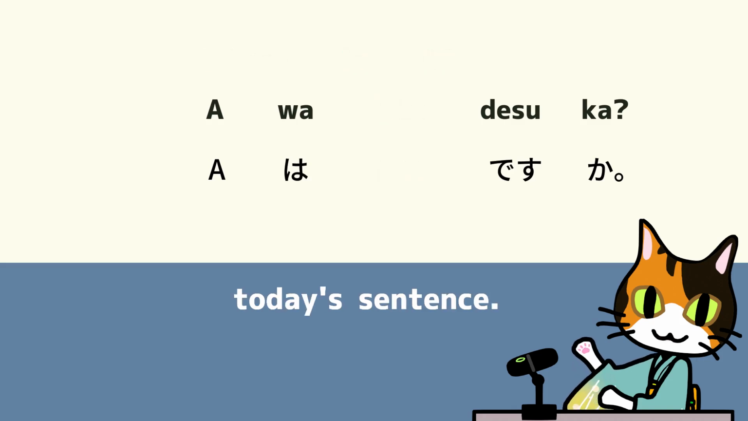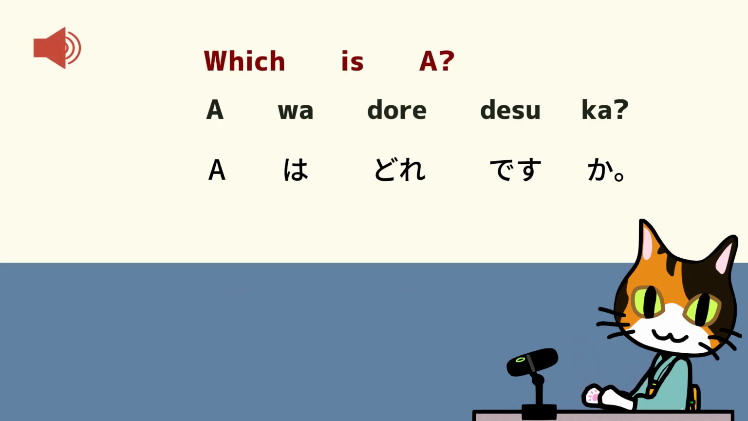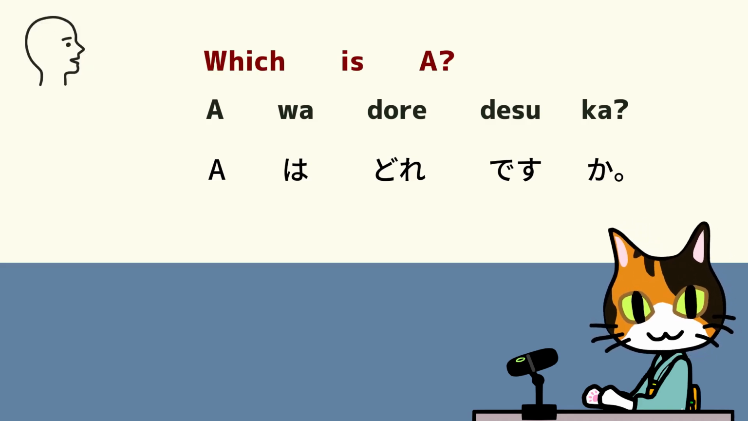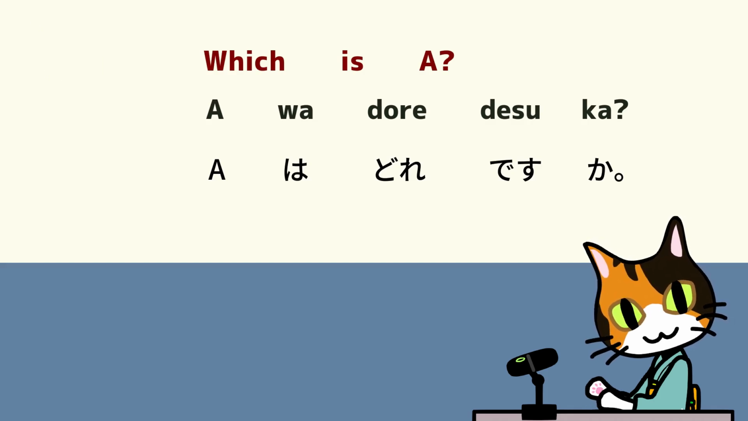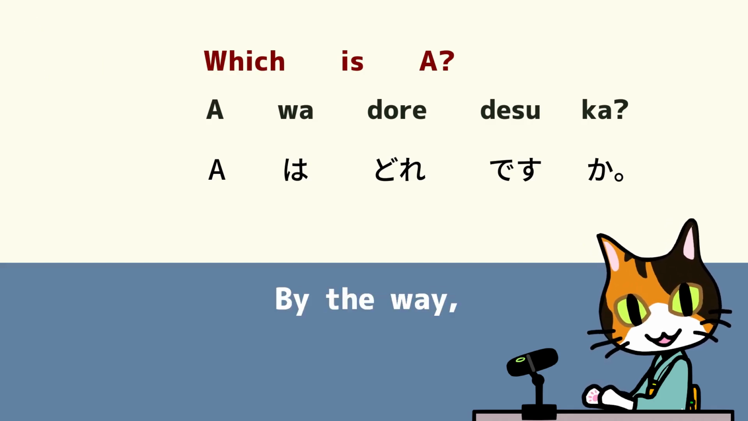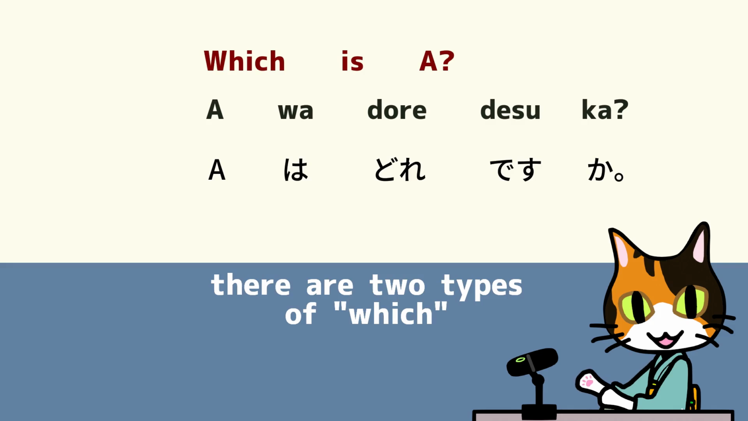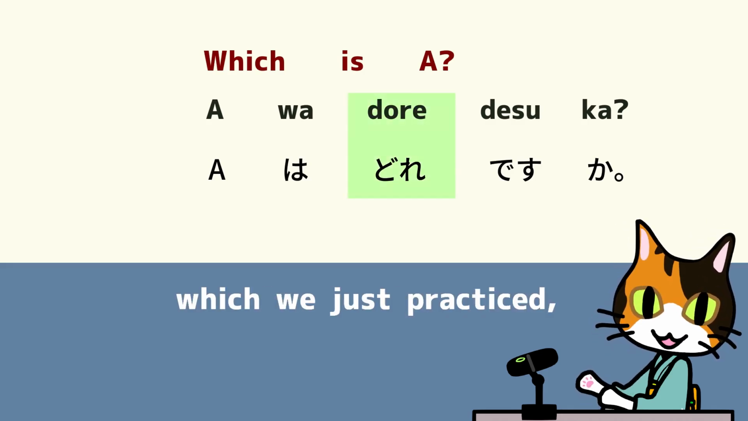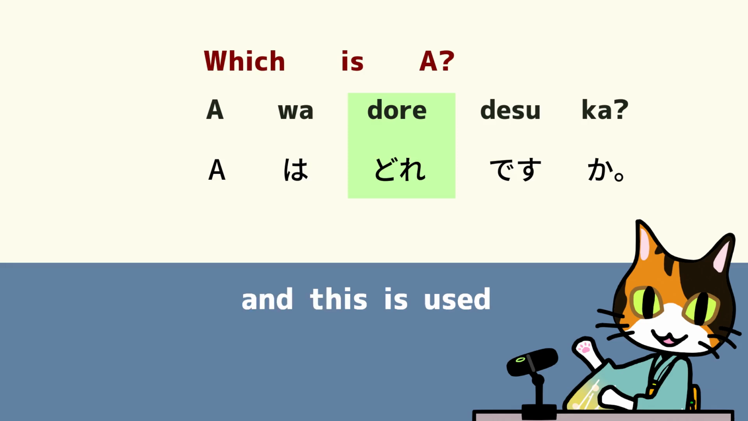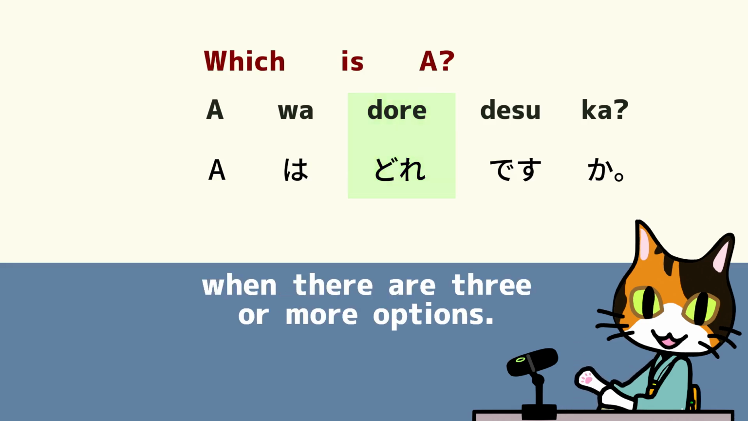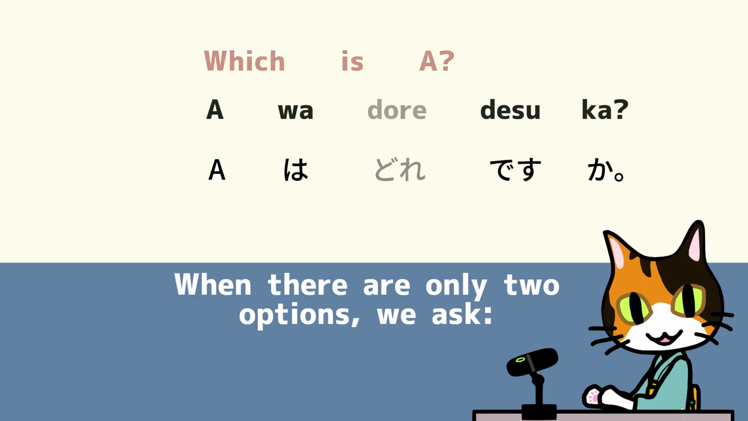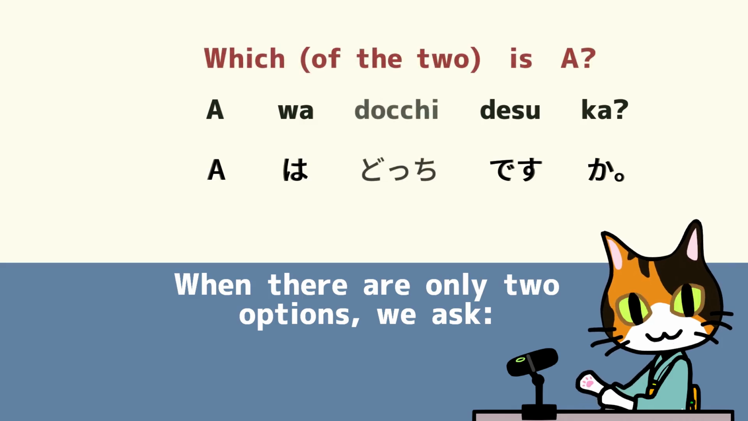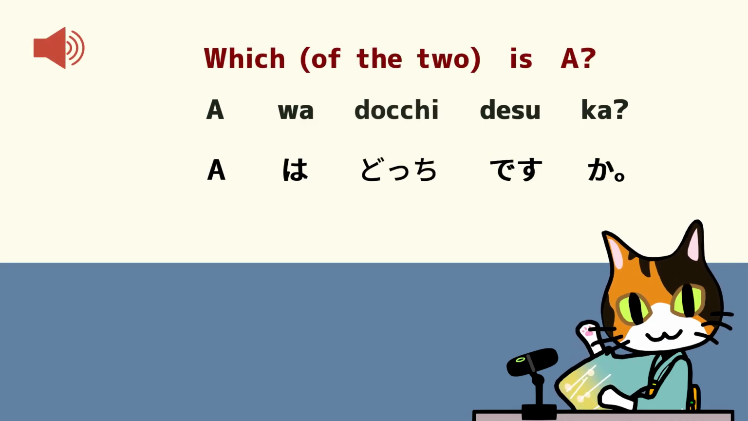Now let's practice today's sentence. A はどれですか? A はどれですか? Very good. By the way, there are two types of "which" in Japanese. One is do-re, which we just practiced, and this is used when there are 3 or more options. When there are only 2 options, we ask, A はどっちですか?